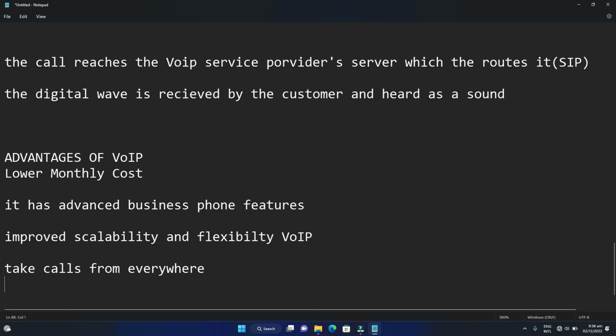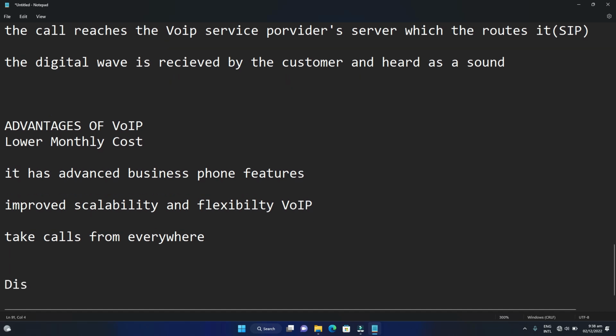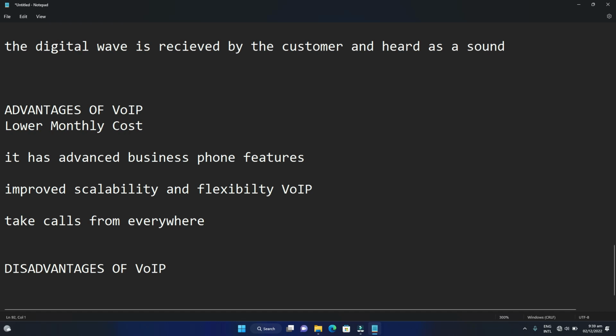Now let's talk about the disadvantages, and that will be the end of the video. So I have just two disadvantages of VoIP. So the first disadvantage is you need a good internet connection to make calls, because of the bandwidth and things and quality of sound.